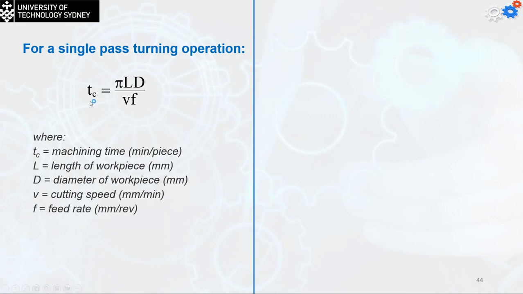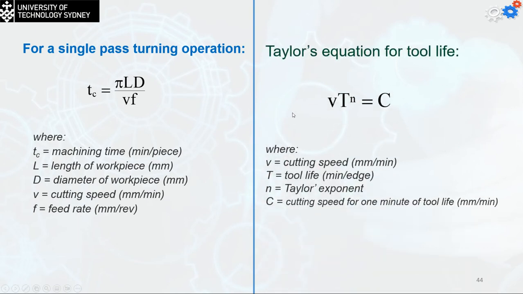So the time of the machining in general is going to be equal to pi multiplied by the length of the cut multiplied by the diameter of the part and divided by the cutting speed multiplied by the rotational feed rate. On the other side, the Taylor equation of tool life is going to be equal to the cutting speed multiplied by the tool life up to power Taylor exponent n is going to be equal to a constant, which is the cutting speed for 1 minute of the tool life.